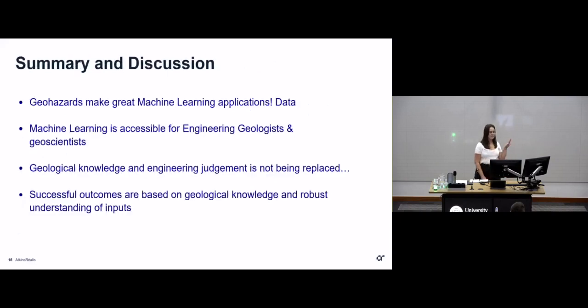And yeah, just a summary and discussion. So geohazards make great machine learning applications because of data. Machine learning is accessible for everyone. Geological knowledge and engineering judgment is not being replaced. And successful outcomes are based on geological knowledge and robust understanding of what is going into that model. That's it.